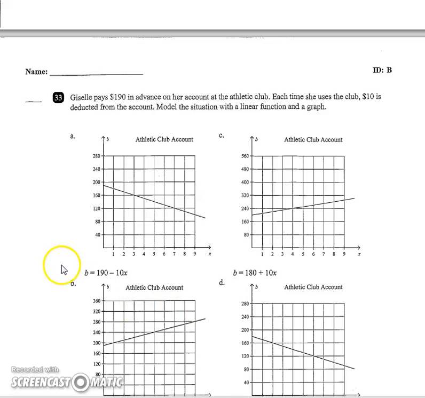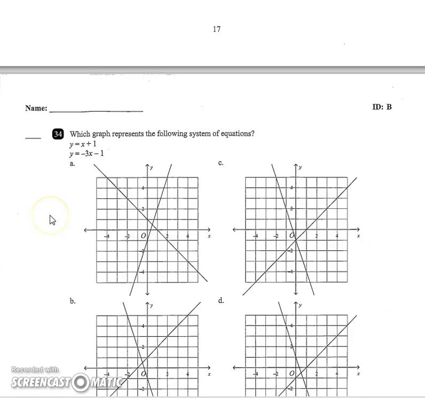33, Giselle pays $190 in advance on her account at the athletic club. Each time she uses the club, $10 is deducted from the account. Model the situation with a linear function and a graph. So you're looking for the equation that gives you your starting amount and your rate of change.